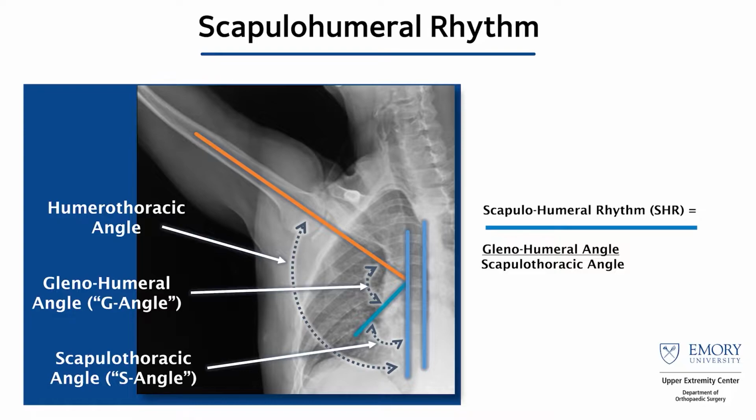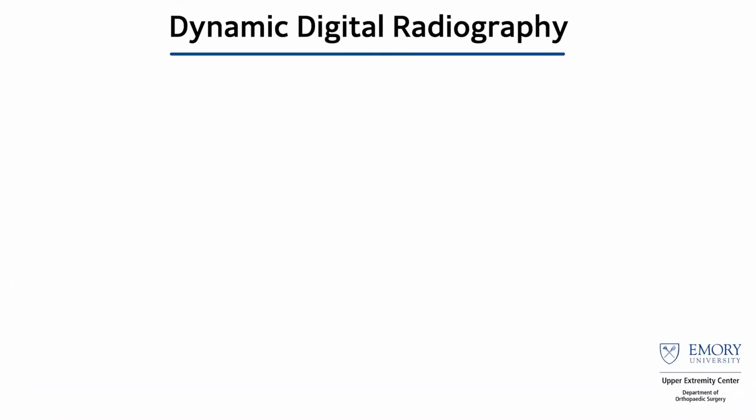So this equation came up in 1934. They didn't have any actual ability to image. They didn't even have x-rays at that point. But scapulohumeral rhythm is looking at glenohumeral motion over scapulothoracic motion. And we've started quantifying this in multiple settings.